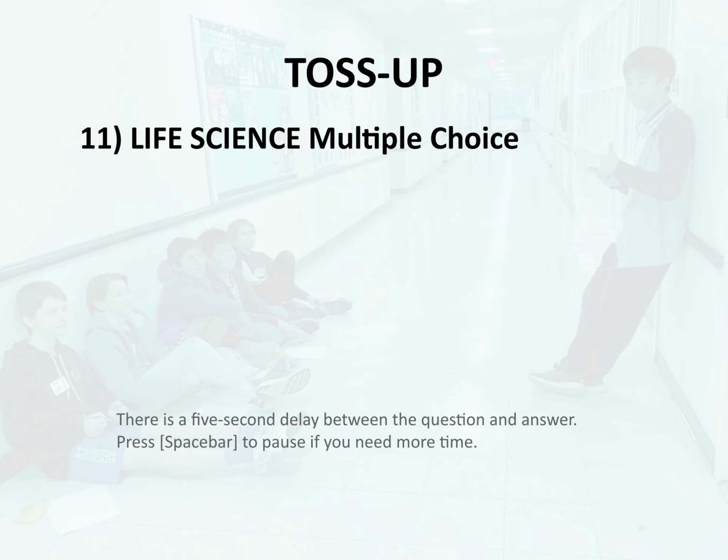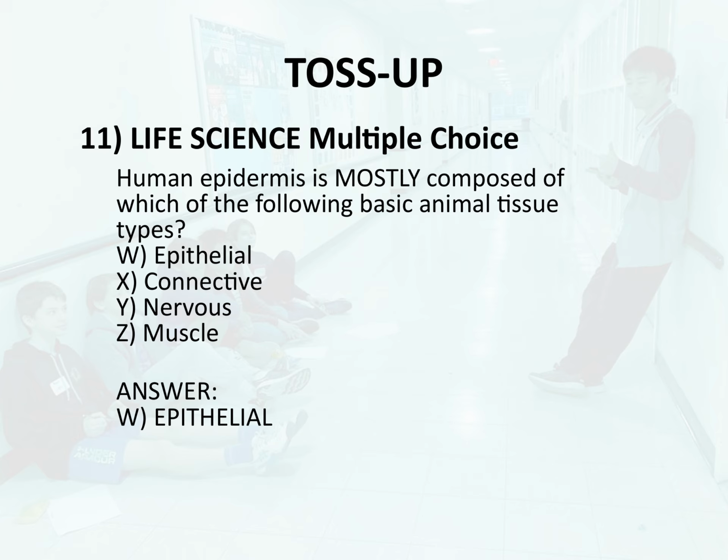Toss-up 11. Life science. Multiple choice. Human epidermis is mostly composed of which of the following basic animal tissue types? W. Epithelial, X. Connective. Y. Nervous. Z. Muscle. Answer. W. Epithelial.